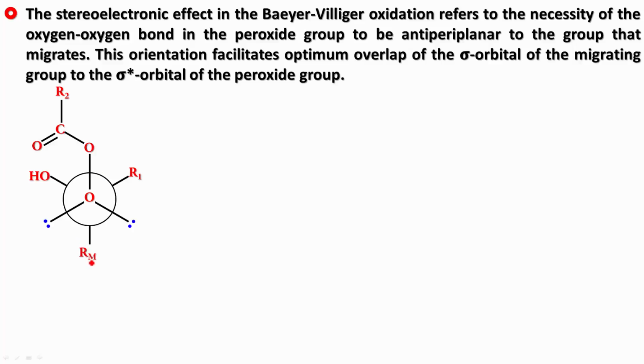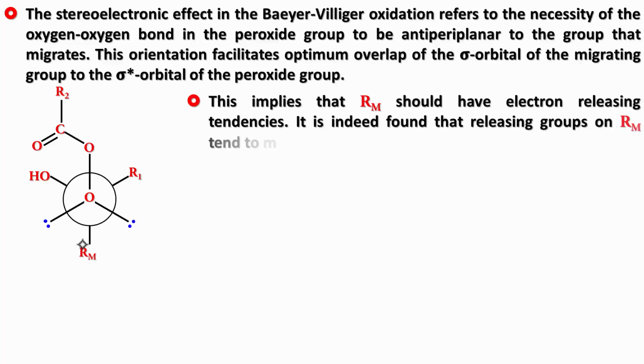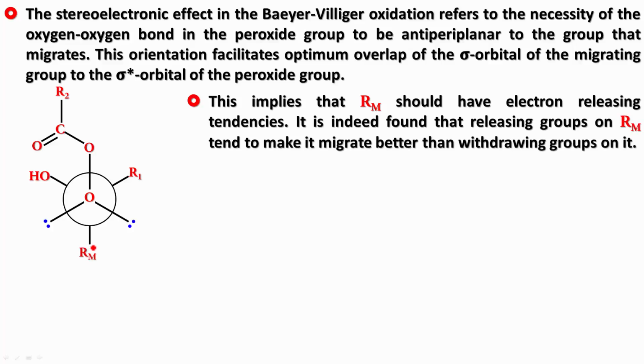And it is at that time that the Rm moves to O and this bond breaks, and this Rm goes and attaches to O. And another reason is the steric effect. This implies that Rm should have electron releasing tendencies, because only if it has electron releasing tendencies will it be able to pour the electron into the empty antibonding orbital of this particular bond. It is indeed found that releasing groups on Rm make it migrate better than withdrawing groups on it. And moreover, if Rm is bulky, it makes more sense for it to remain anti to O.